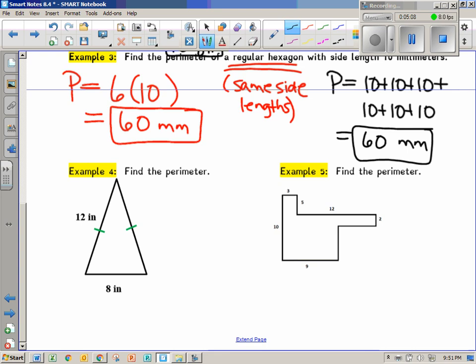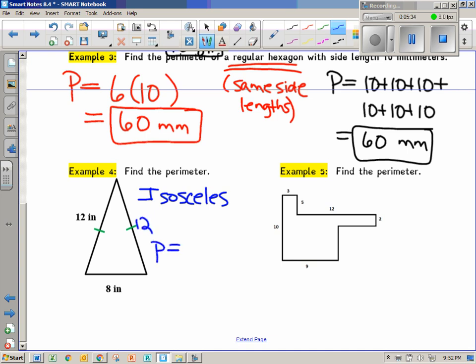So on example 4, you're also having to recall some previous information. Perimeter is the sum of all the sides, and I've got the markings on this triangle, so hopefully you recognize that this triangle is isosceles. We'll just review that, especially to practice spelling a little bit. So if this side is 12 and they're marked to be equal, then this side is 12.